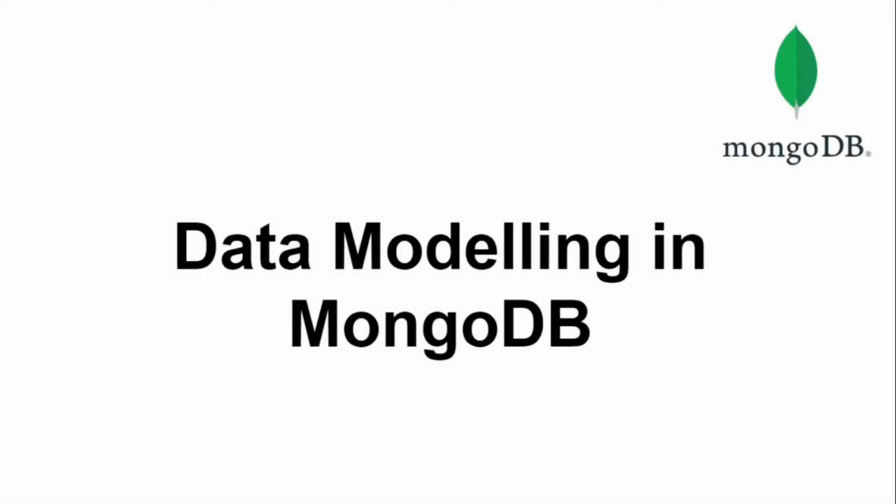In MongoDB, data modeling is the process of designing the structure and organization of data within the database to meet the requirements of your application. Data modeling involves defining how data will be stored, organized, and accessed in MongoDB, which is a NoSQL database that stores data in a flexible, schemaless format known as BSON format.